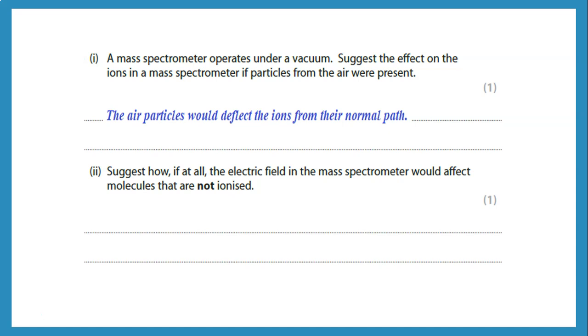Suggest how, if at all, the electric field in the mass spectrometer would affect molecules that are not ionized. Remember that in order to have the electric field affecting the particles passing through, we had to ionize them first. And that is why if they're not ionized, then the electric field will have no effect on the particles passing through.